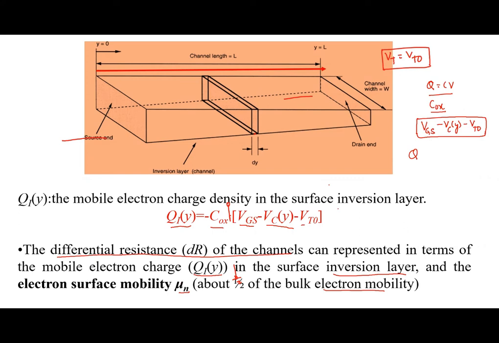So remember this particular thing, that this is your electron charge in the surface inversion layer, and this is being given by minus CV. This is going to be negative because of electrons. C and V is voltage at this particular point, that is being given by VGS. This is positive. Then channel voltage is negative because of electrons, and threshold voltage is also going to be negative. So this gives you overall electron charge in the surface inversion layer.